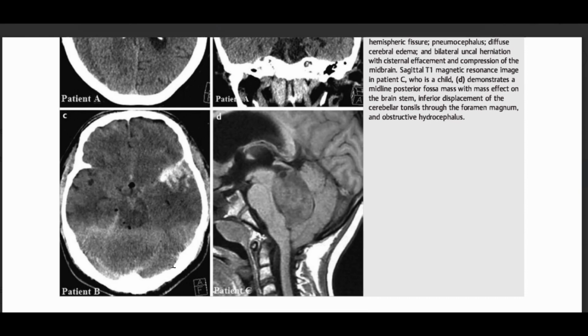There is also diffuse cerebral edema. This is the normal brain attenuation. This is the normal parenchyma attenuation. This is the diffuse cerebral edema of low attenuation.